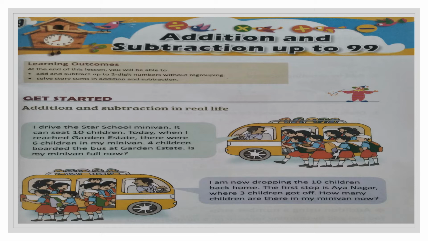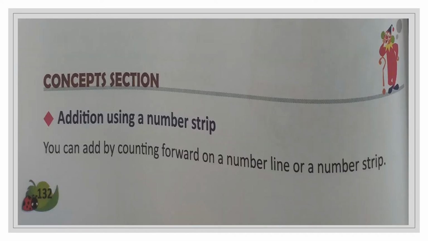So, did you understand the first example? What was asked was about addition and the next one was about subtraction. It was a simple sum that we can do in our mind or on our fingers. Let us come forward and understand addition by using a number strip.